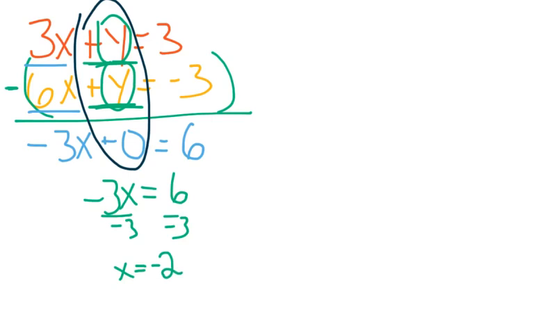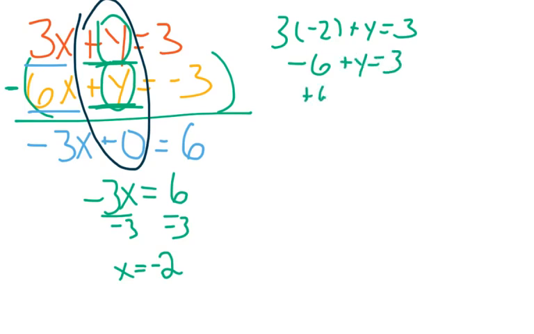So now we have our x value, and we can substitute that back into one of our equations and solve for y. If we plug it into the top one, we get 3 times negative 2 plus y equals 3. So we get negative 6 plus y equals 3. Add 6 to both sides, y equals 9. So our solution is negative 2, 9.